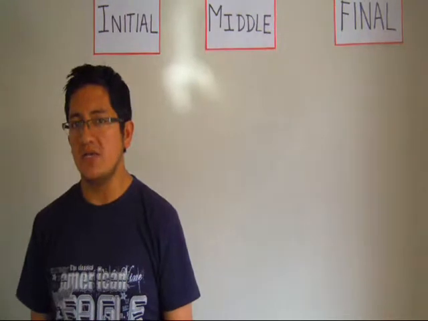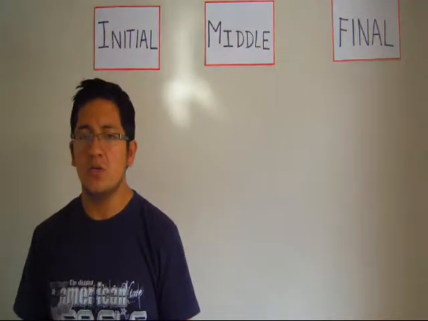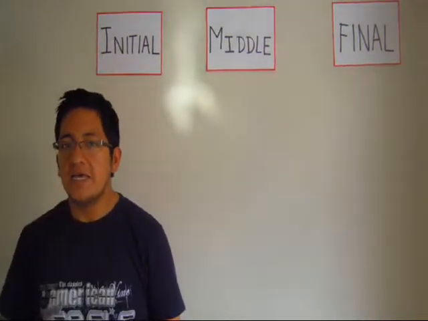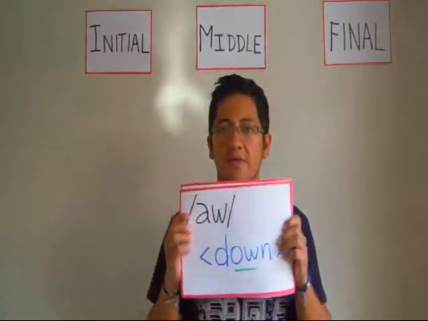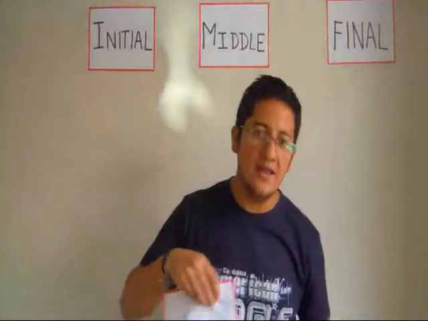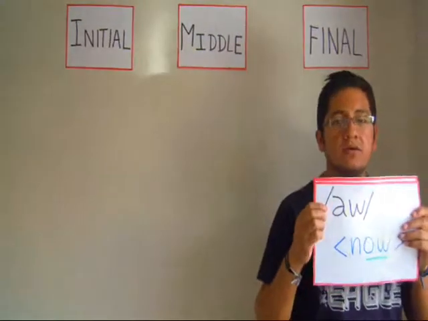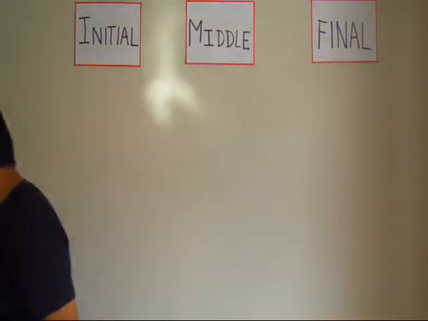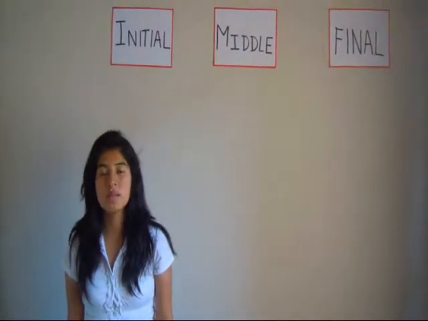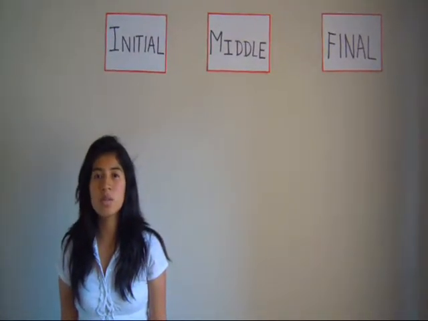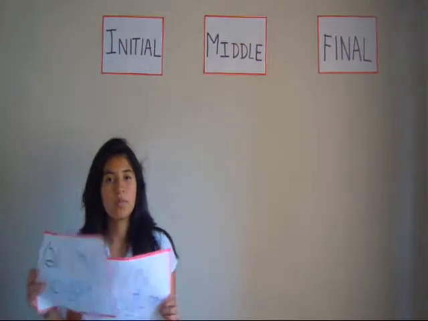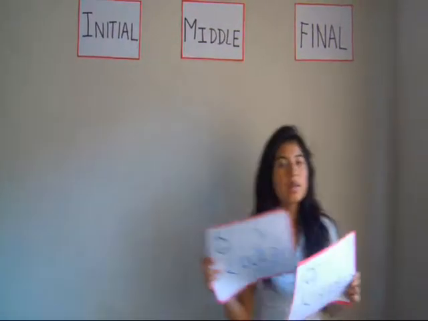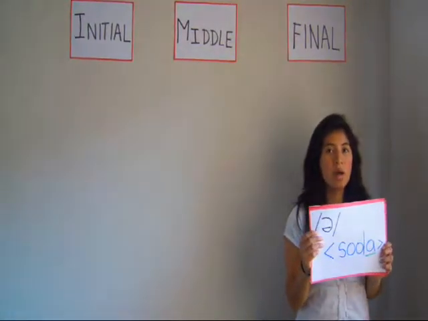The next sound is out. For example, in initial, out. In middle, down. And in final, now. The next sound is a. In initial position, up. In middle position, cut. And in final position, soda.